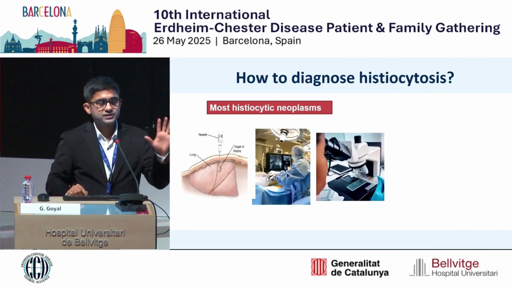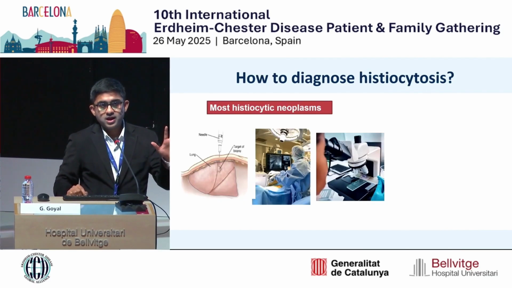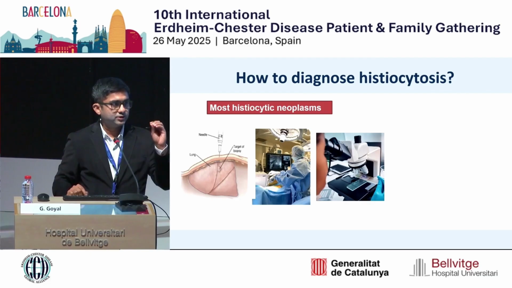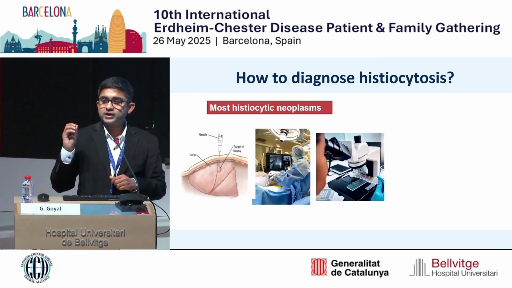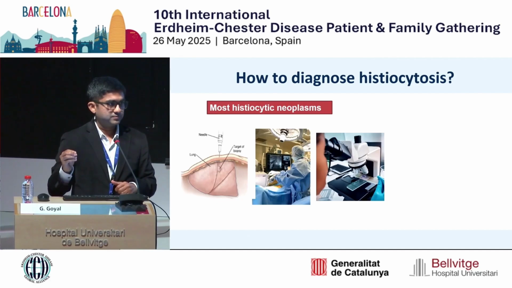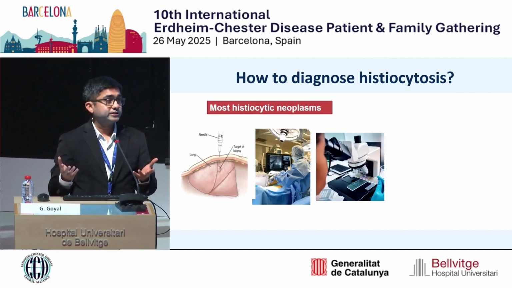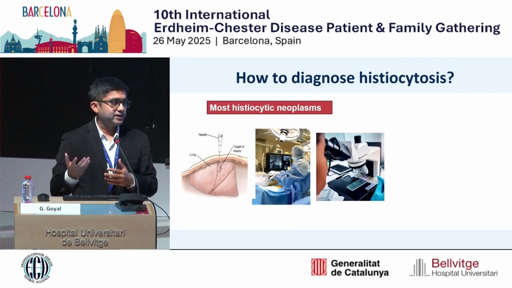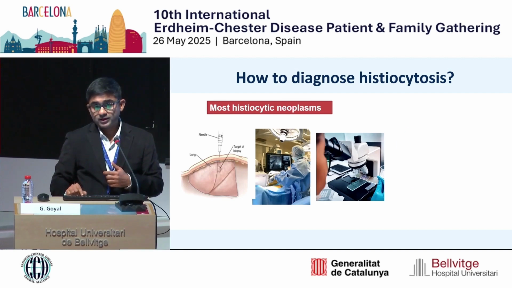So how do we diagnose histiocytosis? Most histiocytic neoplasms, I rely heavily on my pathology colleague. We need a biopsy, and we look at it under the microscope to make a decision, like most cancers. No tissue, no issue. We need to have a tissue biopsy.